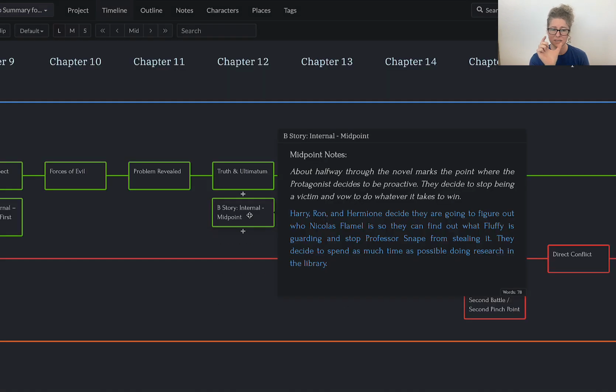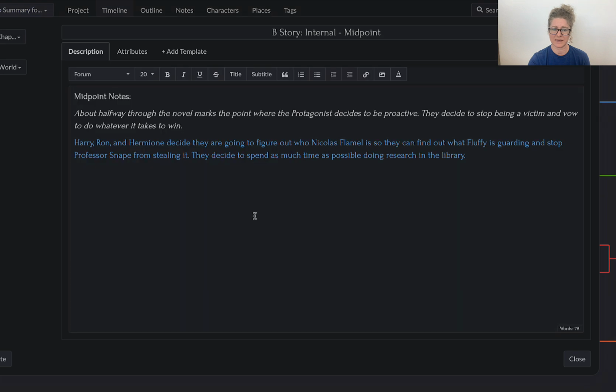Now, here we're going to touch on some notes for our B story and the internal midpoint of our story. So about halfway through the novel marks the point where the protagonist decides to be proactive. So far, Harry's been very reactive to everything that has been going on around him and to the information that he has been collecting concerning the main conflict of the story. And now they decide to stop being a victim and vow to do whatever it takes to win.